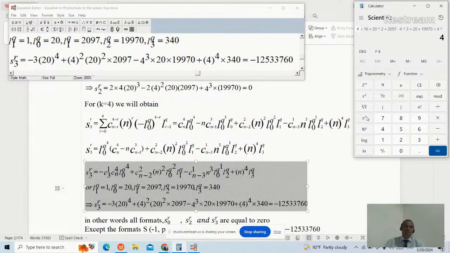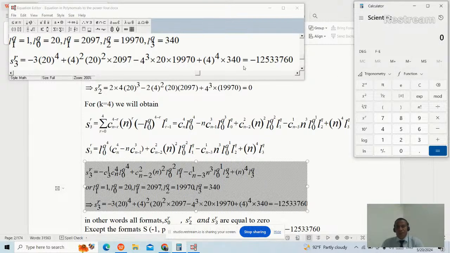Okay, 4 raised to the power 4, it had been written, times 340. So this one, learners, should be equal to minus 12. Okay, I'll just repeat this, learners.